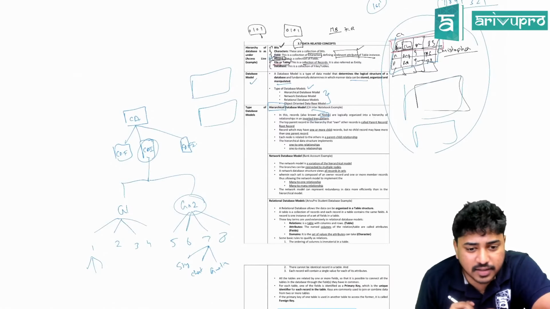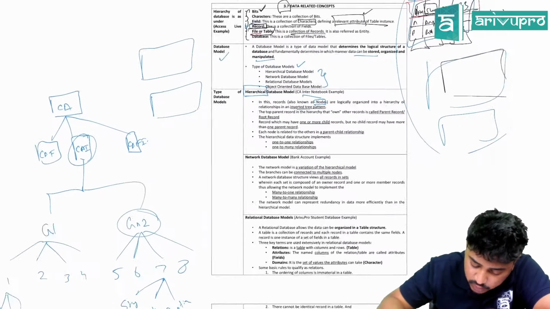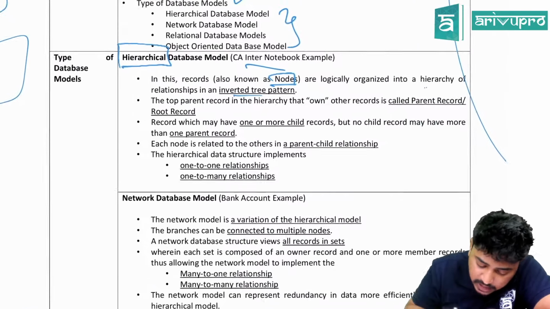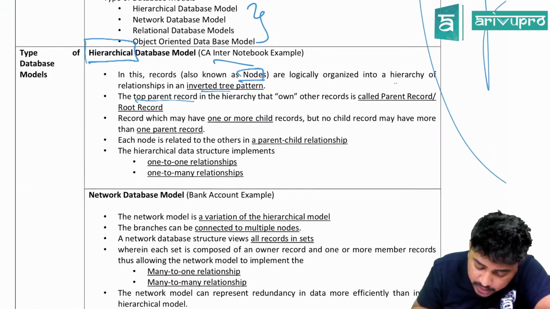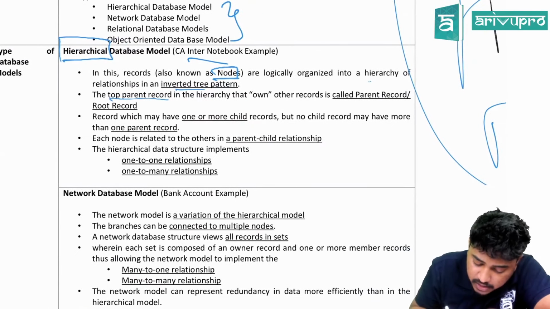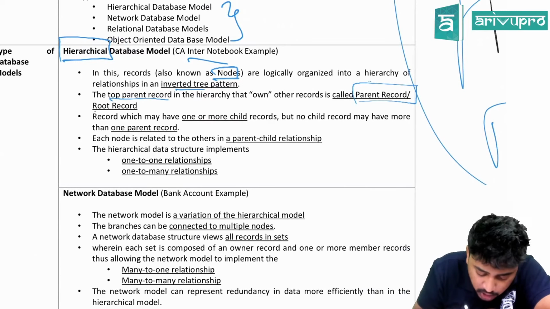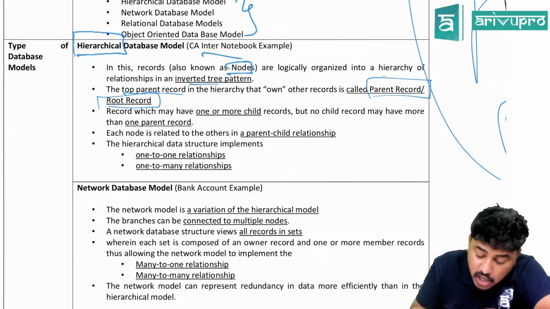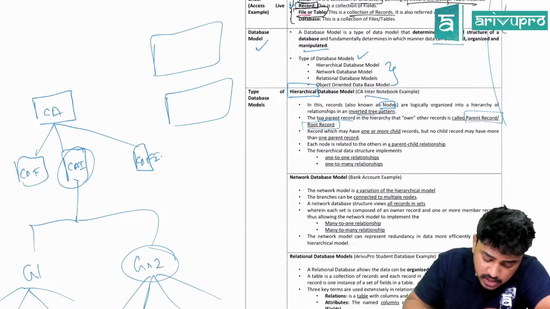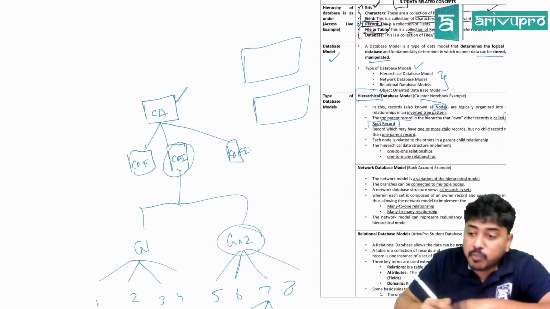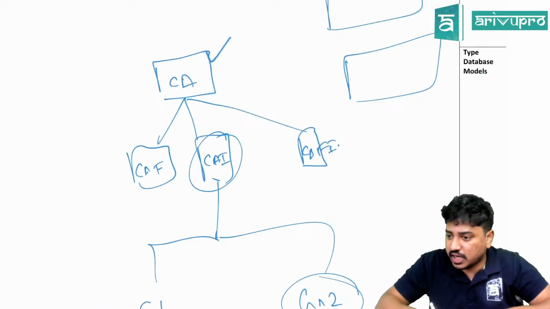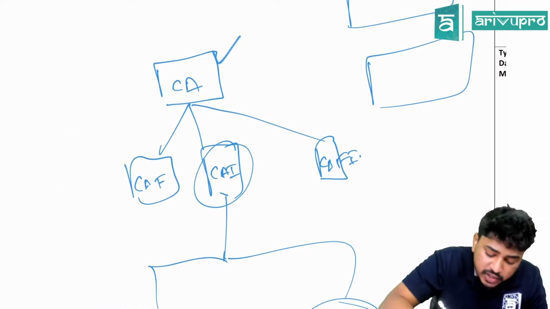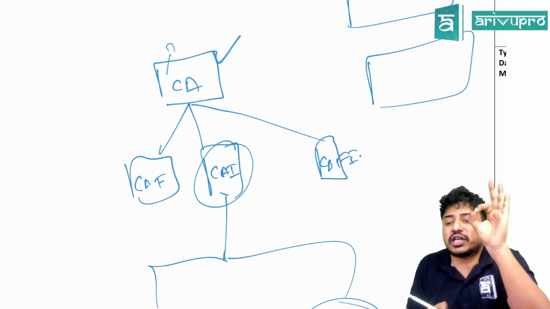Does it look like a tree? That is what they are trying to say. Now, the top parent record in the hierarchy that owns other records, we call it a parent record or root record. What is this? The topmost record, CA, we started from CA only. This we call the root record.